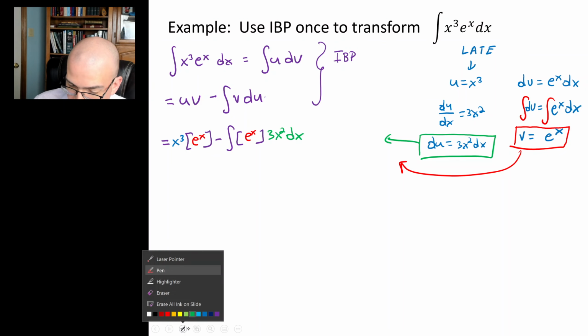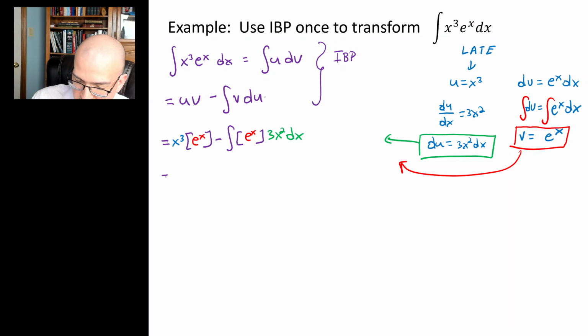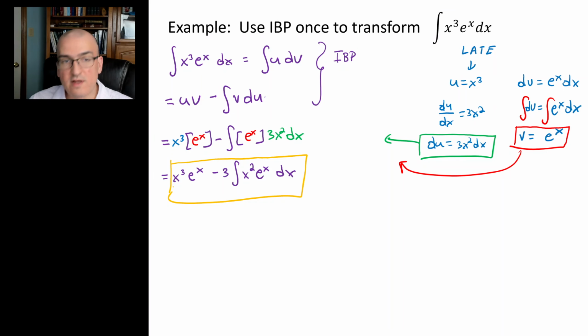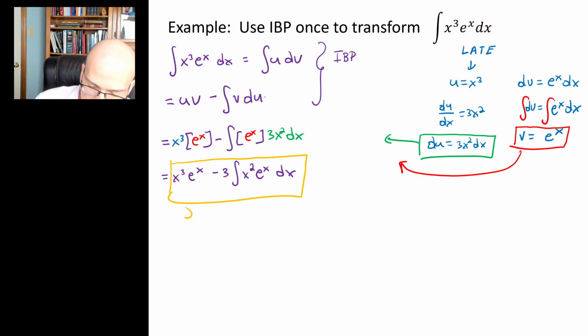And then this can be cleaned up a little bit. So the x cubed should stay in front, x cubed e to the x. And for the second thing, we can put the 3 in front of the integral. We can put the x squared in front of e to the x, put it in standard form. And that's our answer using integration by parts once. We were only asked to do it once. Use IBP once to transform it, so we stop here. We're done the instruction, but we're not done the integral.